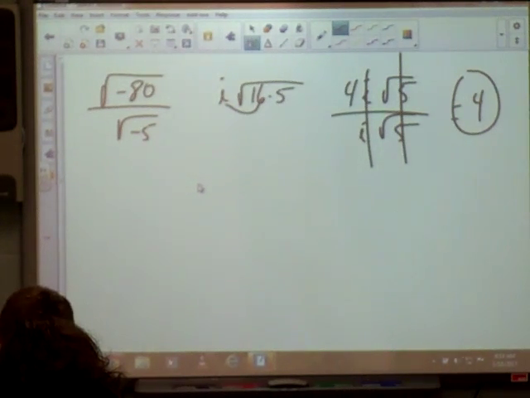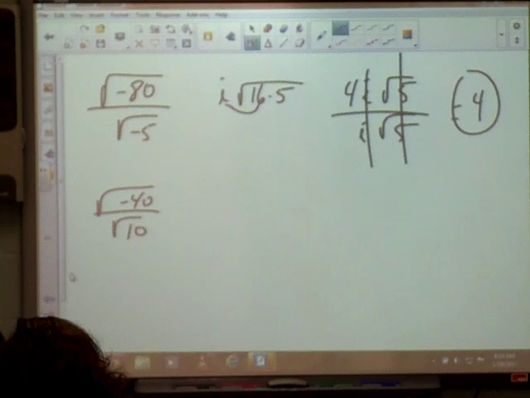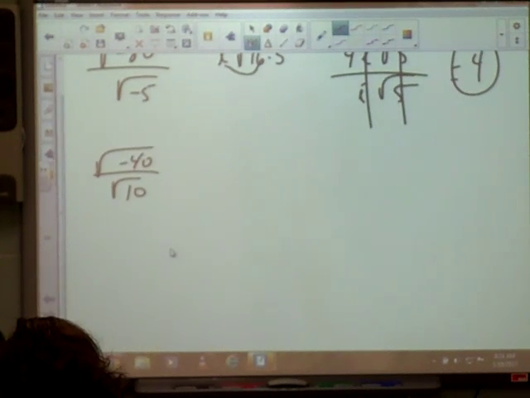Alright, let's do square root of negative 40 divided by the square root of 10. Alright, so square root of negative 40. We know we got an i there, so I'm going to go ahead and do that. Anytime there's a negative underneath the radical, just write an i. That's what it basically boils down to. Biggest perfect square that goes evenly into 40? 8's not a perfect square. Go back to your first one. 4 times 10. Square root of 4 is 2.